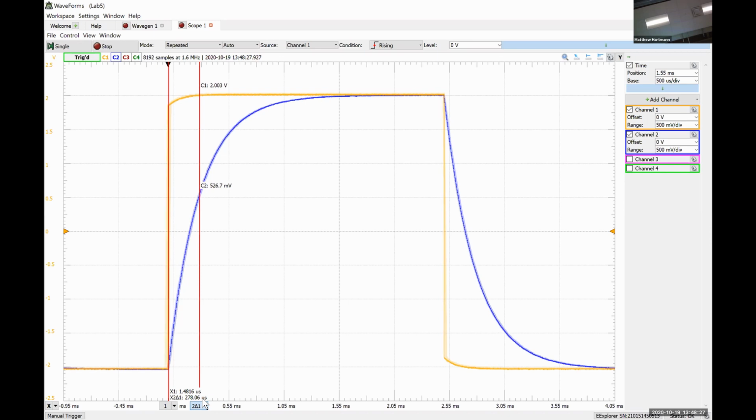Where do we get tau? It's the time difference between these two red lines, which is given by this quantity here that says x2 delta 1 is 278.06 microseconds.